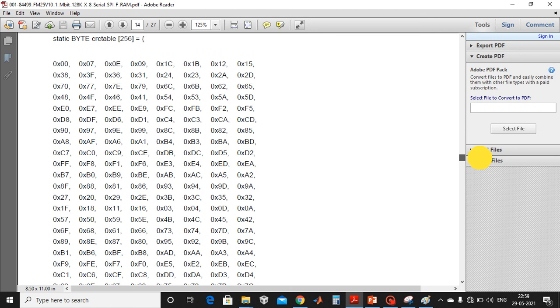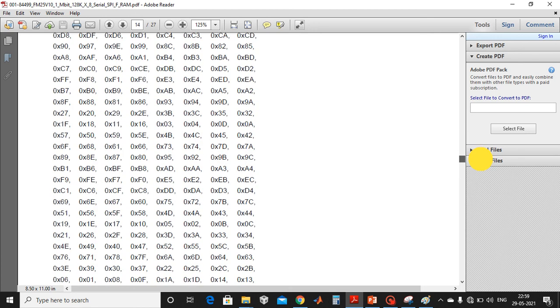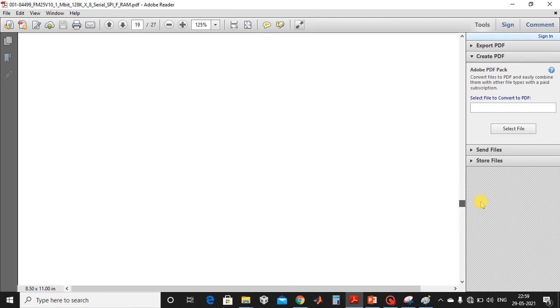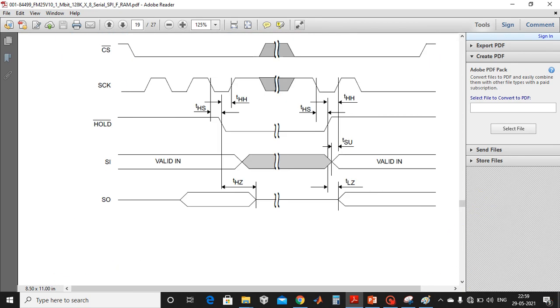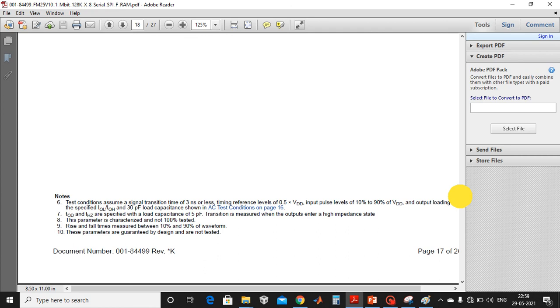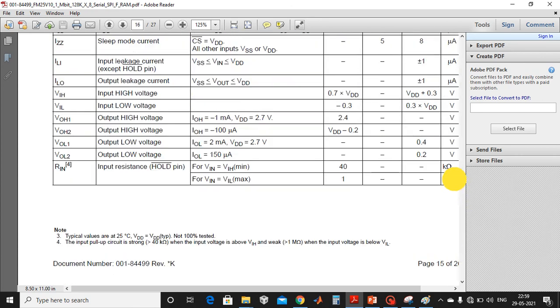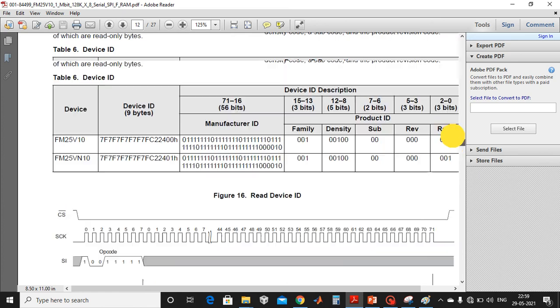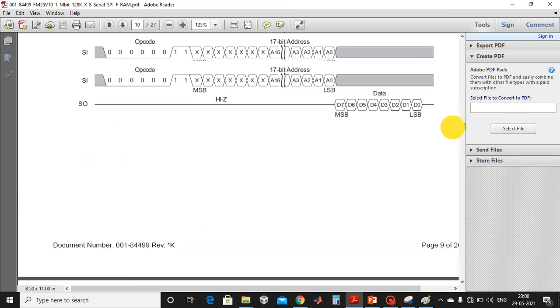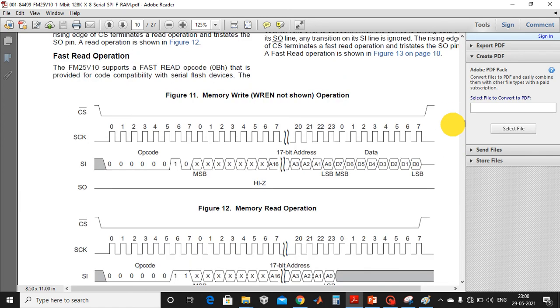Let's analyze a write sequence to this memory chip IC. That means let's analyze the timing diagram of the write sequence, that how we can write onto this memory chip. Yes, this is a memory write operation. So let's analyze this data.